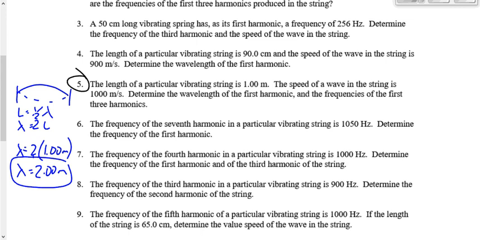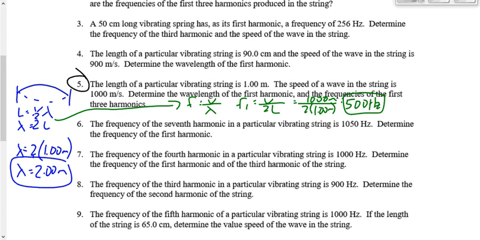Now, we want to find the frequency of the first three harmonics. Frequency is V over lambda. F1 is V over 2L. So let's find that. V is, what is it, 1,000 meters per second, divided by 2 times the length of 1.00 meters. Gives me, I think, 500.